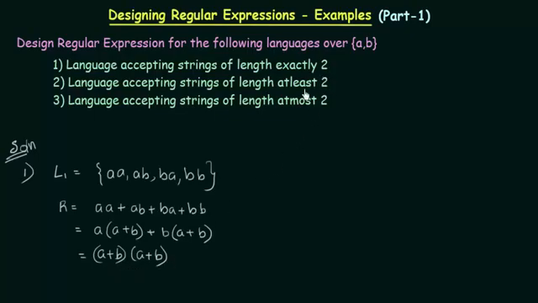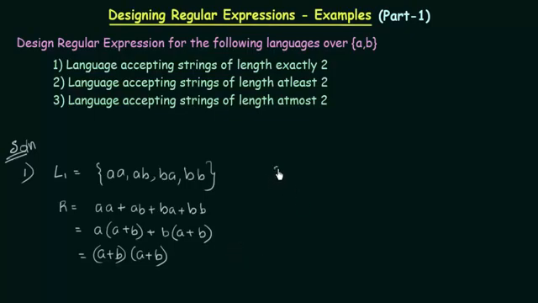This regular expression gives us the language that accepts the strings of length exactly 2. Now you see that when it is exactly 2, we are having (a + b) and again (a + b). Now if you want to design a language that accepts strings of length exactly 3, then you can give one more (a + b) here. Or if you want length exactly 4, you can give another (a + b) again, and it can be designed further in that way.